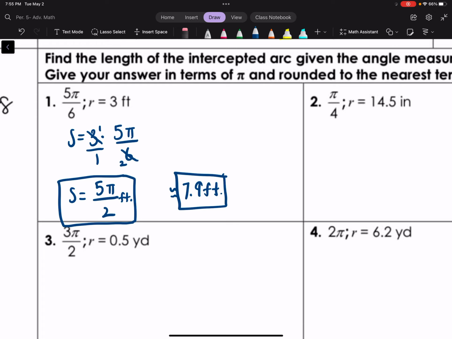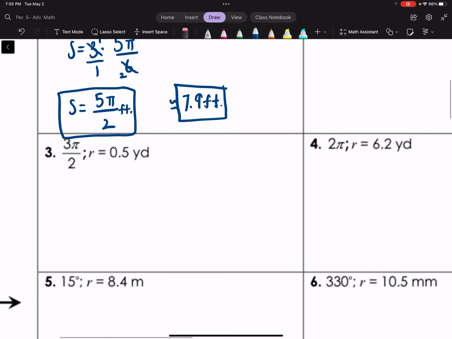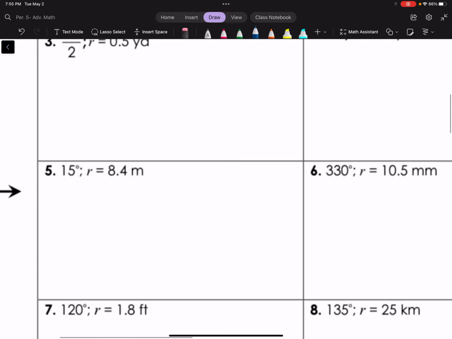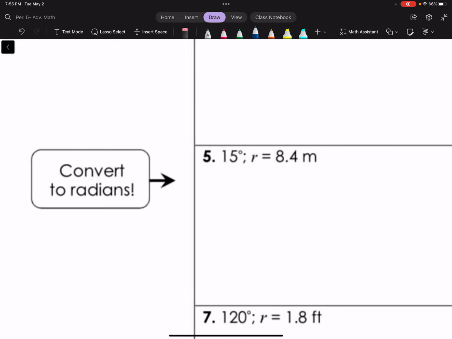Number 2 is pretty easy. It's very similar. They give you the angle in radians and they give you the radius. 3 is also similar. 4 is also similar. You all should be able to do those. I'm going to go over 5, because in number 5 you should notice the angle is given to you in degrees. It is not given to you in radians. So your first step is to convert your angle to radians.